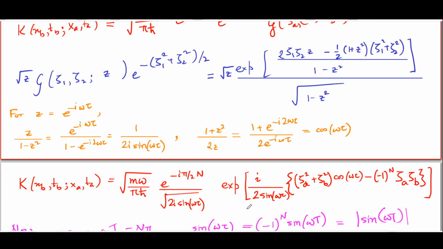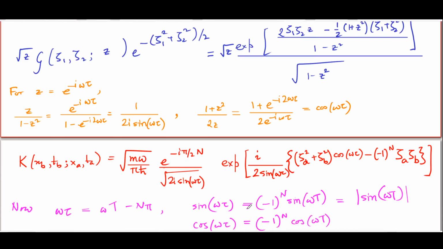So this looks very similar to the expression that we had earlier for the propagator, except that instead of capital T, we now have tau, and also we have this extra factor of e to the minus i pi by 2 capital N, which we had already argued about previously, the Maslov factor. But there seems to be another extra minus 1 to the n stuck within the exponent, multiplying zeta a zeta b. But now let us try to relate all these back to capital T.